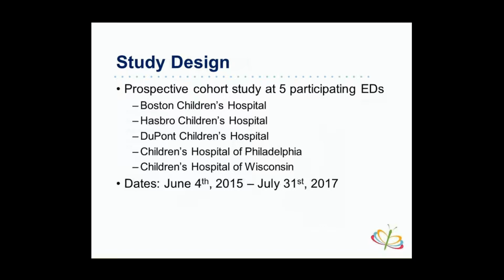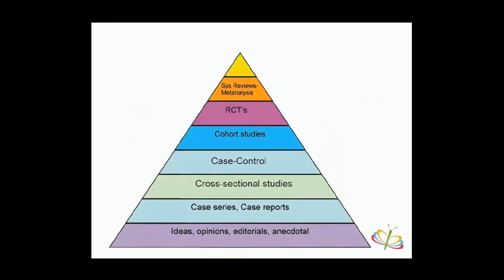So, quick review of the pyramid that we all know and love. In terms of hierarchy, we've all been taught that overall in the schema of things, a cohort study is inferior to a meta-analysis or a randomized controlled trial. In this particular case, it was pretty difficult for them to do a randomized control. So a cohort study for this particular question ended up being the best study to use.